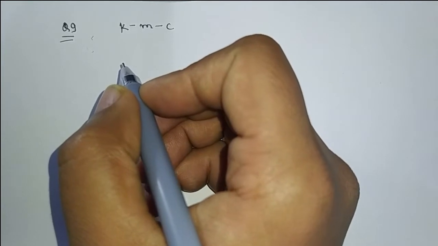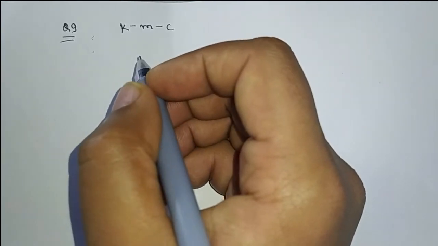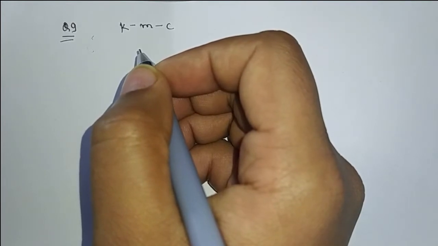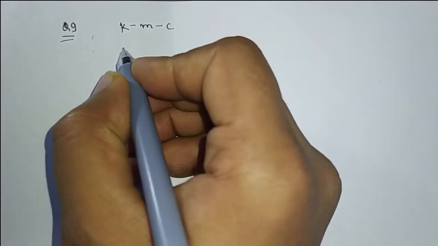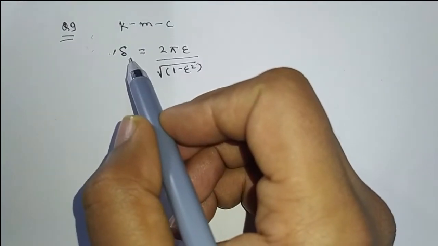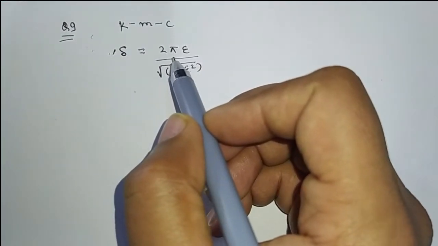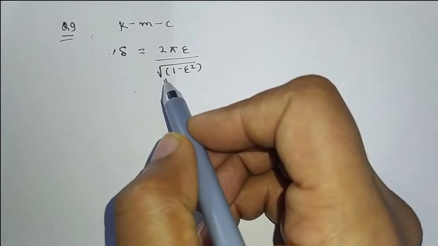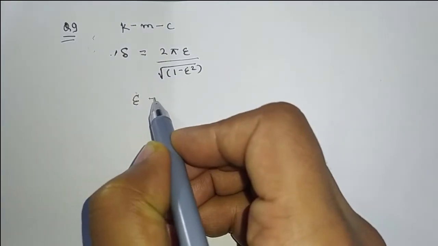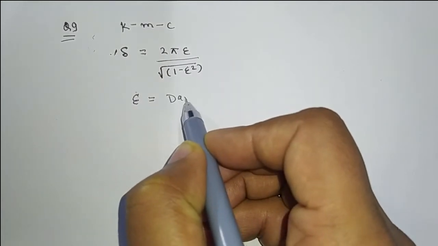Question number 9. A spring-mass-damper system is given. We have to tell what the logarithmic decrement is. Logarithmic decrement is denoted by delta. The formula for the logarithmic decrement is given by 2 pi e divided by square root of 1 minus e square. E is nothing but the damping ratio.